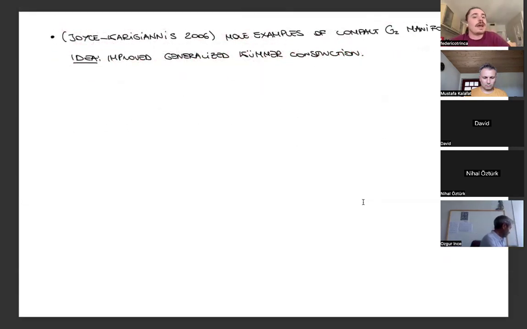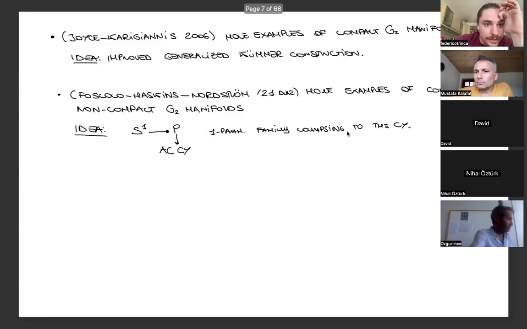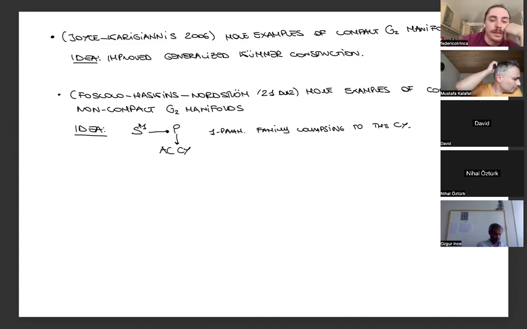Later, Joyce and Karigiannis in 2006 improved the generalized Kummer construction, and later Foscolo, Haskins, and Nordström in 2021 produced more examples of complete non-compact G2 manifolds. Their idea was to take a circle bundle over an asymptotically conical Calabi-Yau threefold, and they managed to construct a one-parameter family near the collapse limit of the Calabi-Yau.